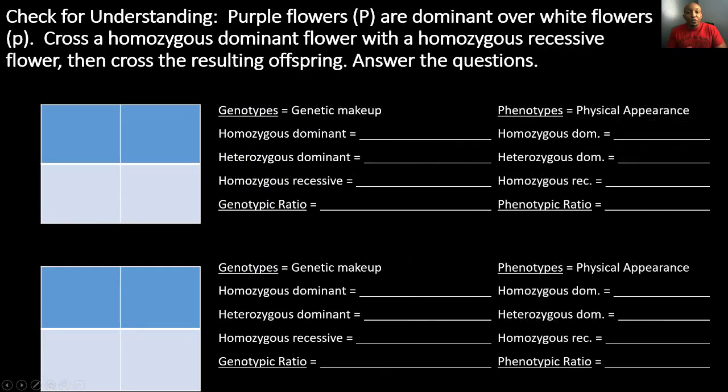So now it's time for your check for understanding. And so purple flowers are dominant over white flowers. So you're going to cross a homozygous dominant flower with a homozygous recessive flower in this first Punnett square up top. And then you're also going to do the genotypes and the phenotypes for it, and then the genotypic ratio and phenotypic ratio. And then you're going to recross the resulting offspring from this first Punnett square in this Punnett square right here. And so once you cross that resulting offspring right here, you're also going to do the genotypes and phenotypes, and then the genotypic ratio and the phenotypic ratio for this offspring or this generation right here.